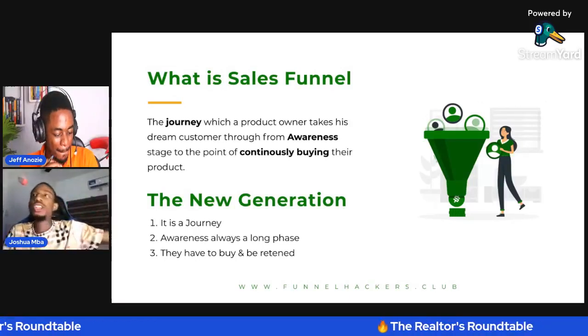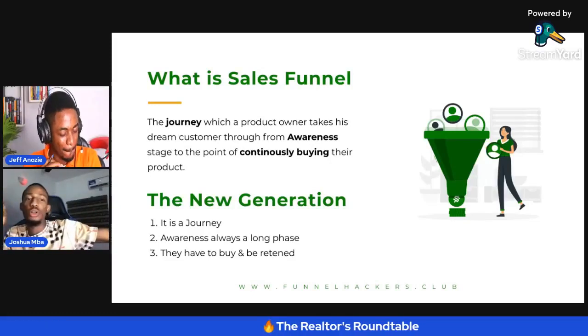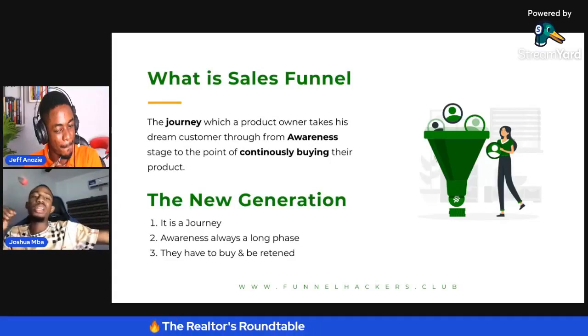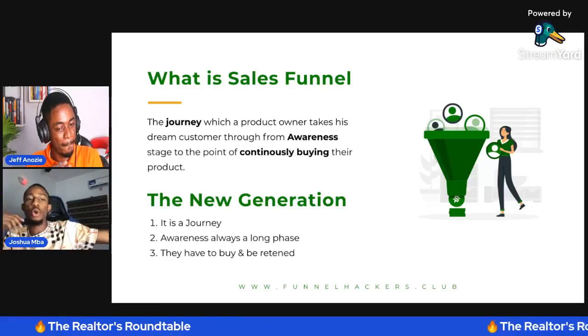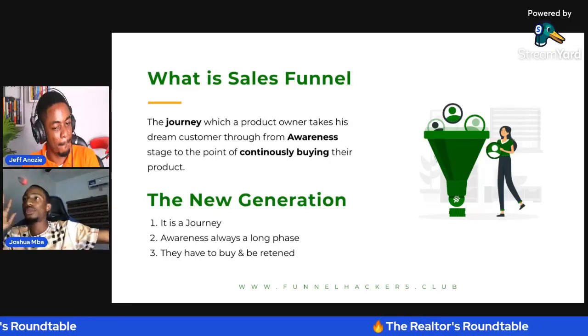Right. So the journey which a product owner takes his dream customer through, from the point of awareness stage to the point of continuously buying their product, that's what sales funnel is.